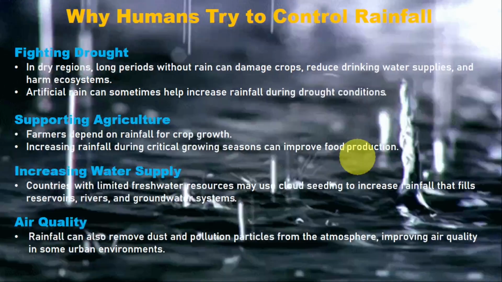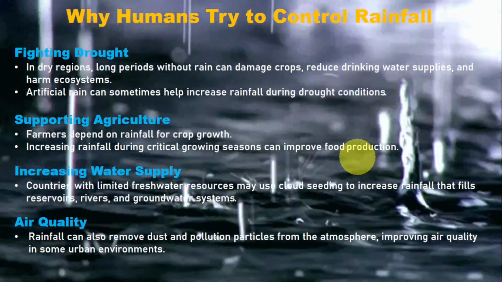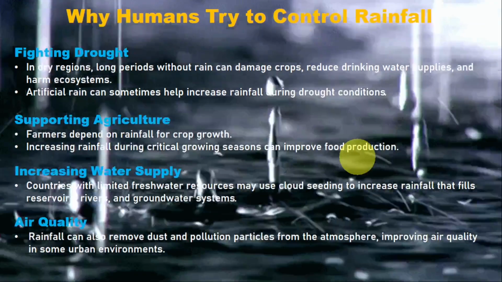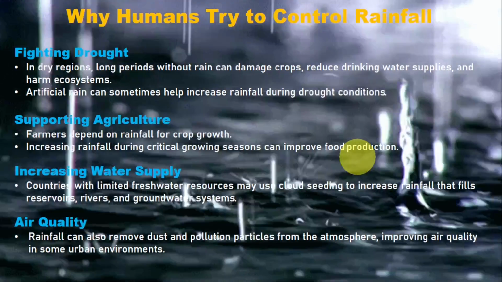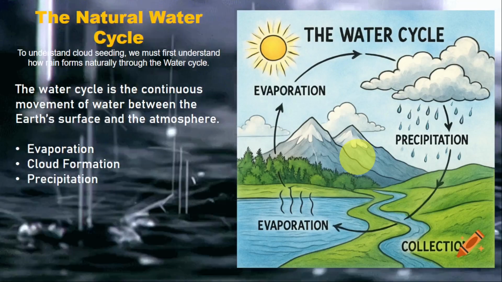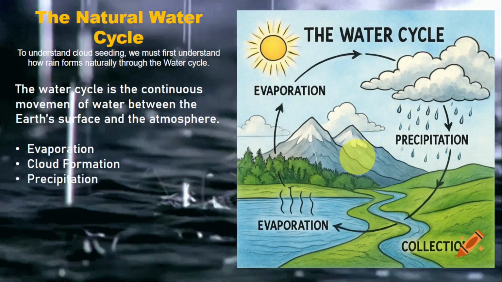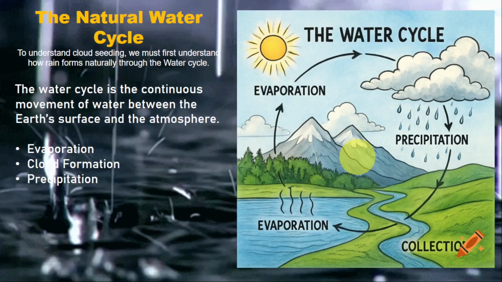Rainfall can also control air quality because it can remove dust and pollution particles from the atmosphere, thereby improving air quality in urban environments. So, to understand cloud seeding, we must first of all understand how rain forms naturally through the water cycle.